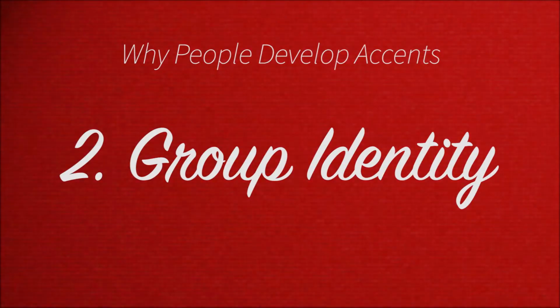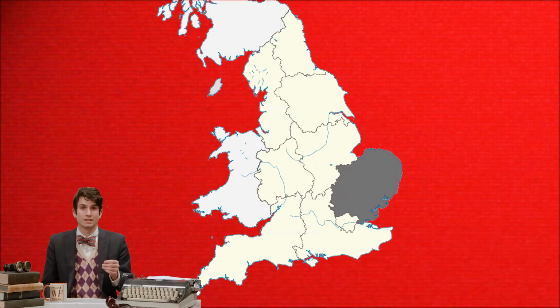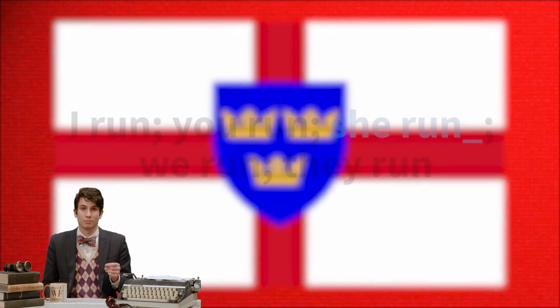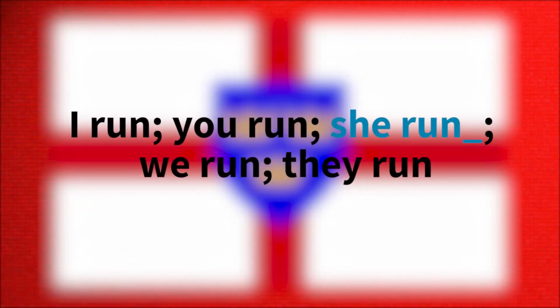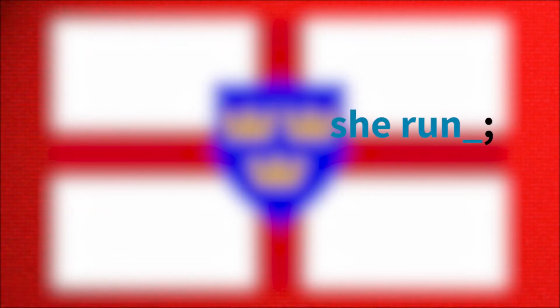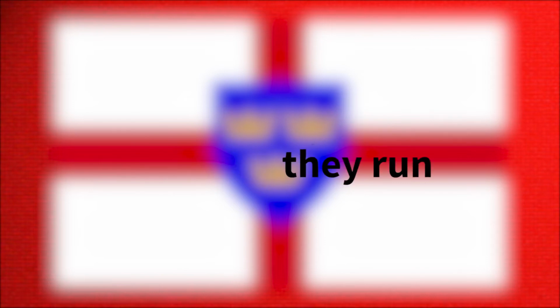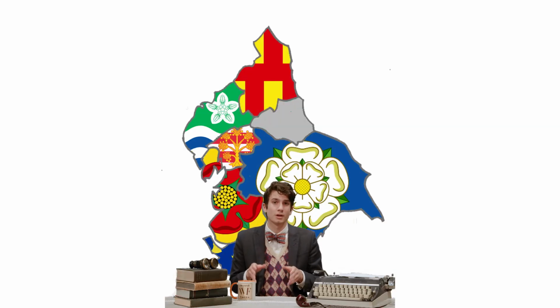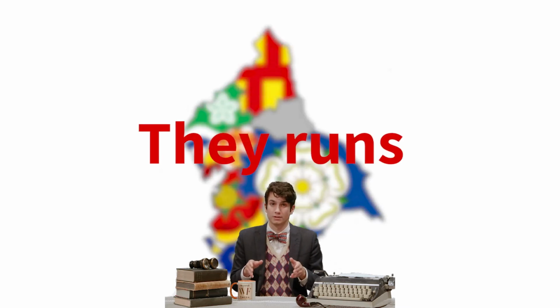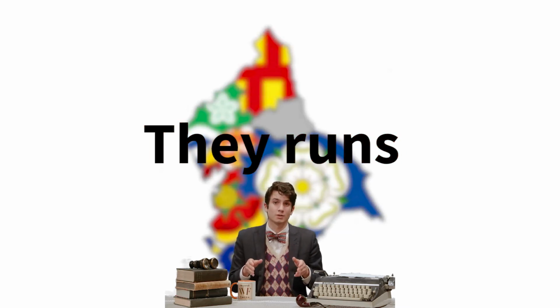2. Group identity. Sometimes the opposite happens, where a group of people will not only identify with their way of speaking, but also overemphasize certain elements. For instance, a traditional feature of East Anglian English is that the third-person singular present verb lacks a tense marker. I run, you run, she run, we run, they run. Or alternatively, the northern subject rule, wherein the tense marker s is added to plural present verbs in certain contexts: they runs, as opposed to an omission: they run.